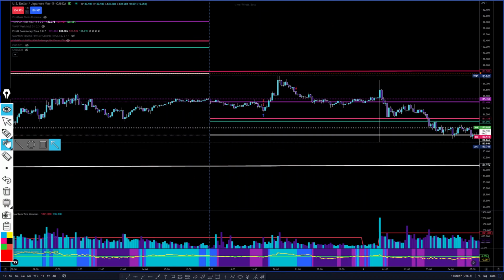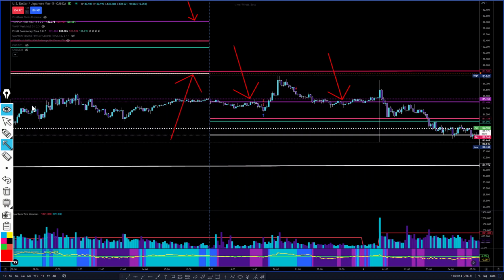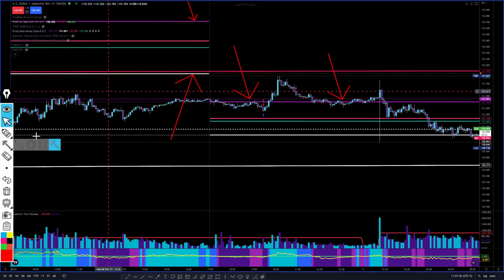But first, let me get into the money zone. So the money zone is in a lower value relationship, value area high at 131,404, and yesterday's value area was up here. Yesterday's value area low was approximately 131,852. So this value area high is now lower than yesterday's value area low, approximately 131,404.